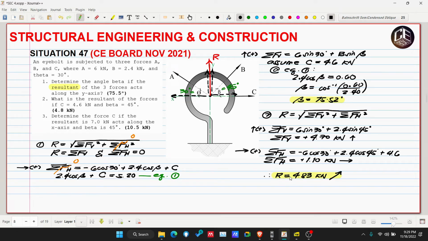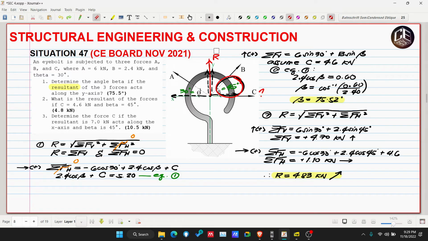Then, number 3: determine the force C if the resultant is 7.0 kilonewton along the x-axis. And beta is 45 degrees. Our unknown now is C. This is still 45 degrees. Then, our resultant is on the x-axis.